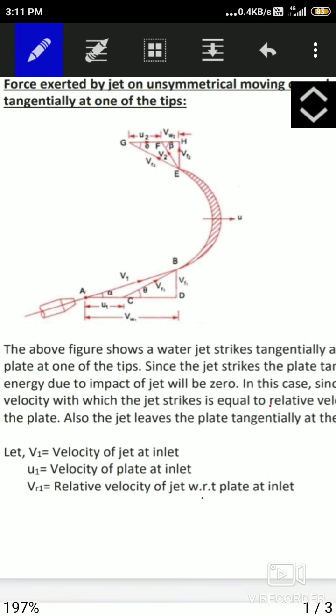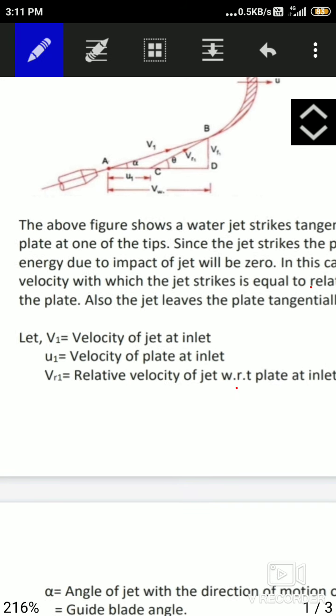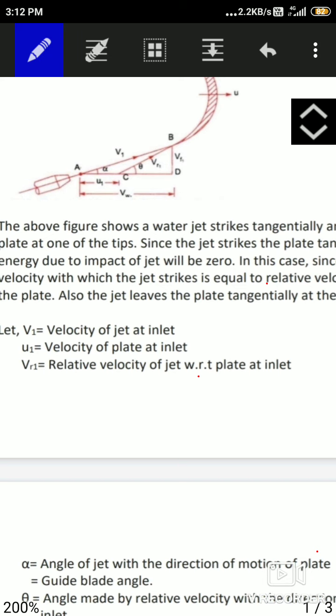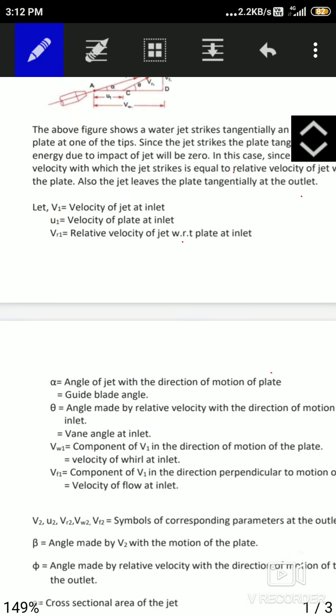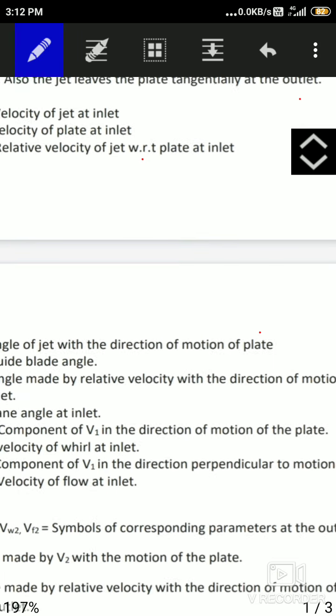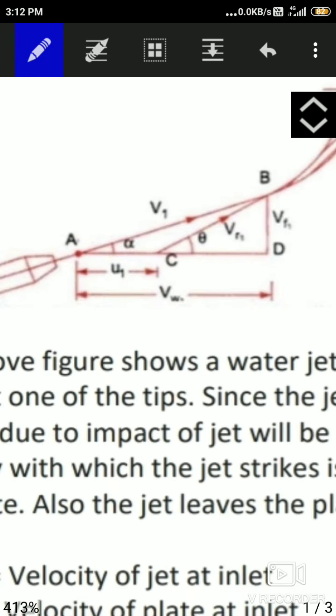Now I assume you are clear, you have understood the velocity triangles, how these velocity triangles are drawn. This is important. Here let V1 be equal to velocity of jet at inlet, U1 equal to velocity of plate at inlet, VR1 equal to relative velocity of jet with respect to plate at inlet, alpha equal to angle of jet with the direction of motion of plate. That means the angle made by V1, this angle is our alpha.